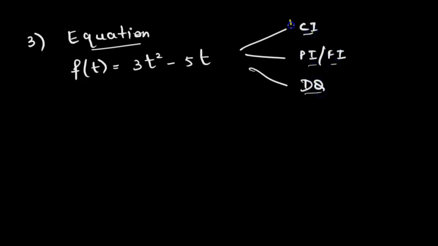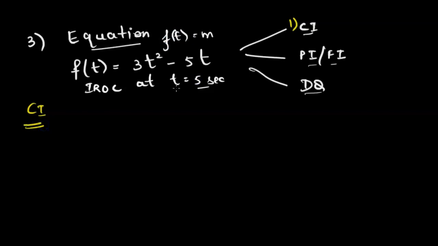Let's first take up centered interval, and the question wants us to find out IROC at t equal to 5. Let's say time is in seconds and f(t) is in meters. So how do we do the centered interval? Because we know IROC is the same as slope. So for finding slope, we always need 2 points. So what we would do is keep this t equal to 5 seconds right in the middle.